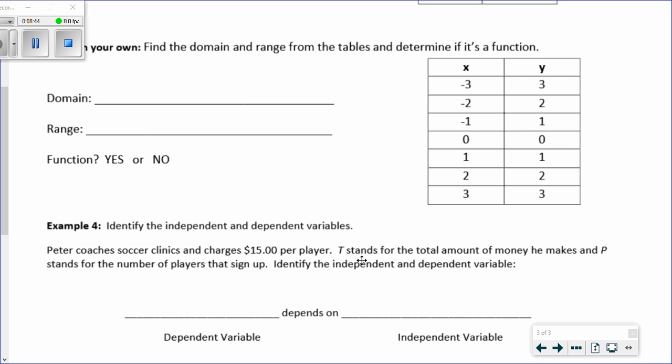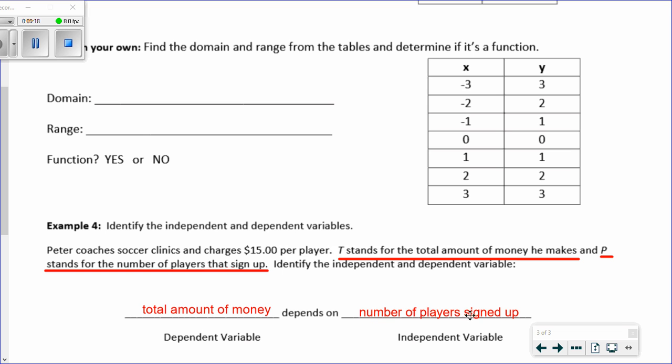We have T, that stands for the total amount of money he makes, so his money, and P stands for the number of players. Well, which one depends on the other? Does money depend on how many players are signed up, or does how many players sign up depend on how much money he's going to make? The money is actually being influenced by how many players. As he gets more players, he'll make more money. So the dependent variable is the total amount of money, and the independent is the number of players signed up. How much money he has depends on how many people sign up.